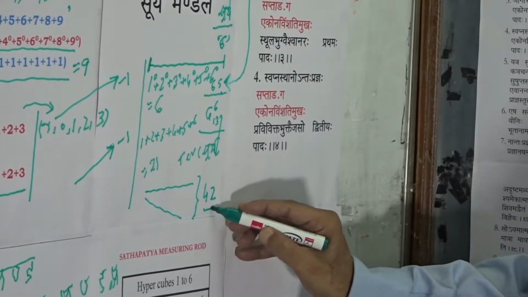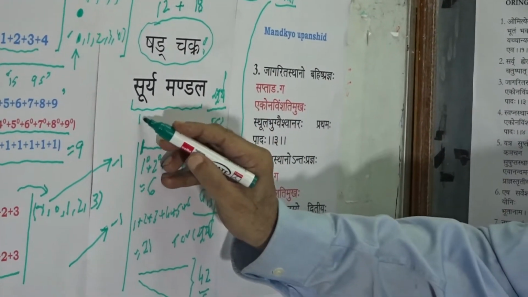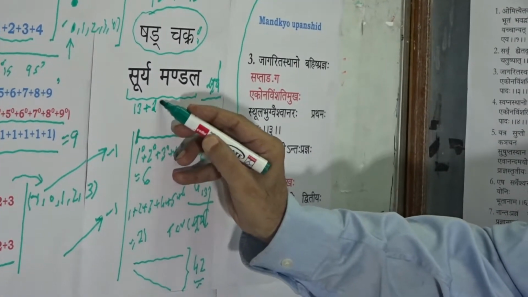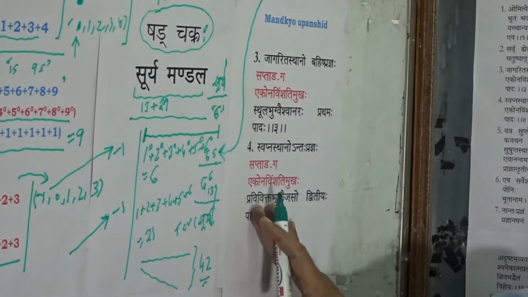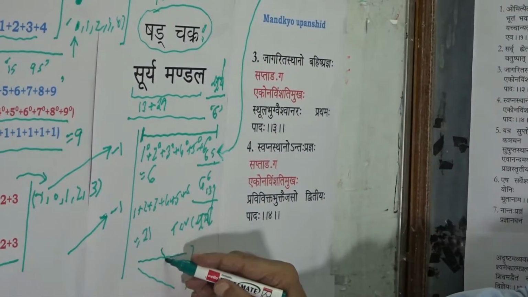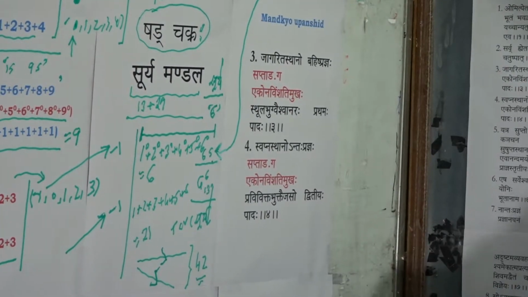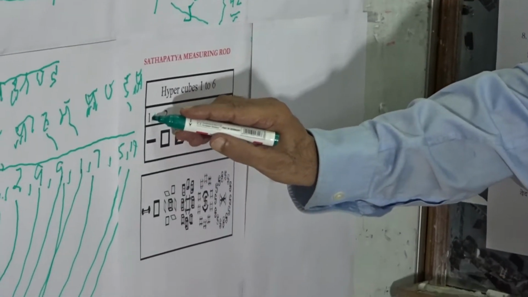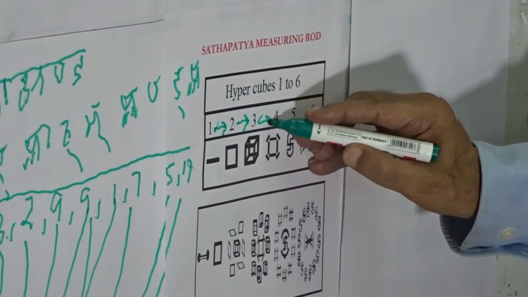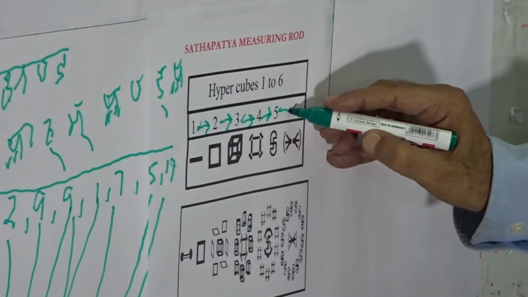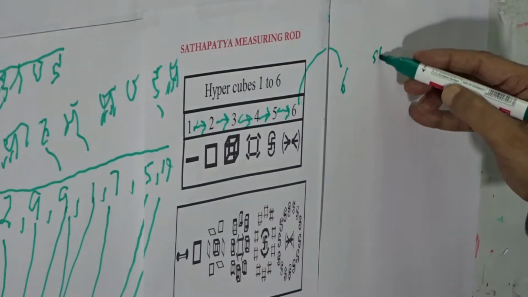This value 42 is the value of a Saur Mandal. This value 42 is the value of the pair of linear orders. This is Sthapatya miring rod. Hypercubes 1 to 6 are making a linear progression, one more than before. Ekadhikena purve. Now it reaches 6 in 6 steps.